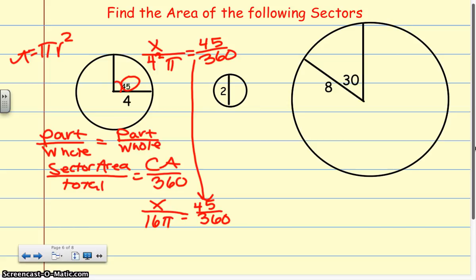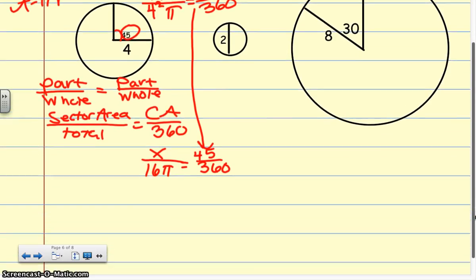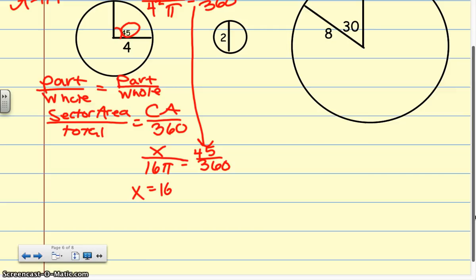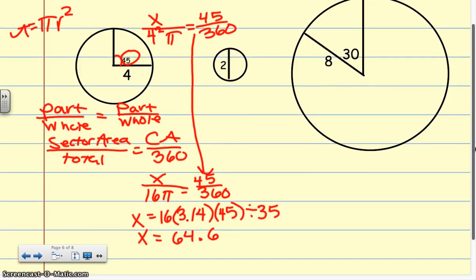In my calculator now, I'm writing x is equal to 16 times pi, use 3.14, times 45, and then divide it by 360, utilizing the cross product. So I'm just typing in 16 times 3.14 times 45 divided by 360, and I get 64.6, I'm going to round it to. So the area of my sector, that means that if I were to fill up this area, my value is 64.6 units squared. I'm not given my units.